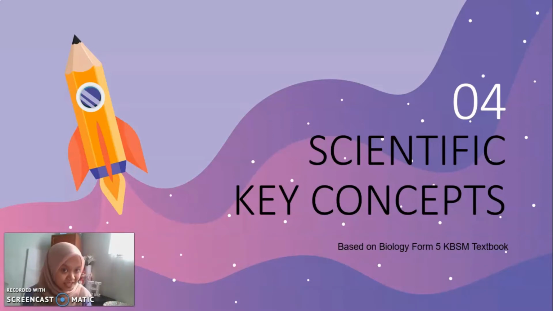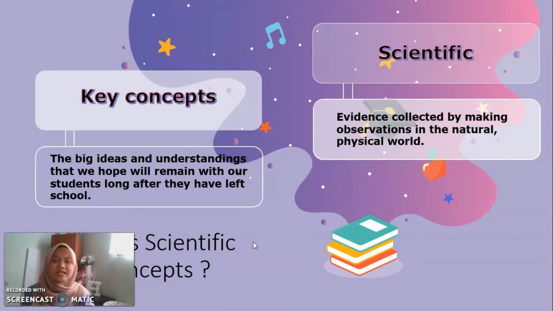Let me proceed to the scientific key concept in the Biology Form 5 textbooks. So what is a scientific key concept? Scientific is evidence that is collected by making observations in the natural or physical world. So it's evidence. So what is a key concept?